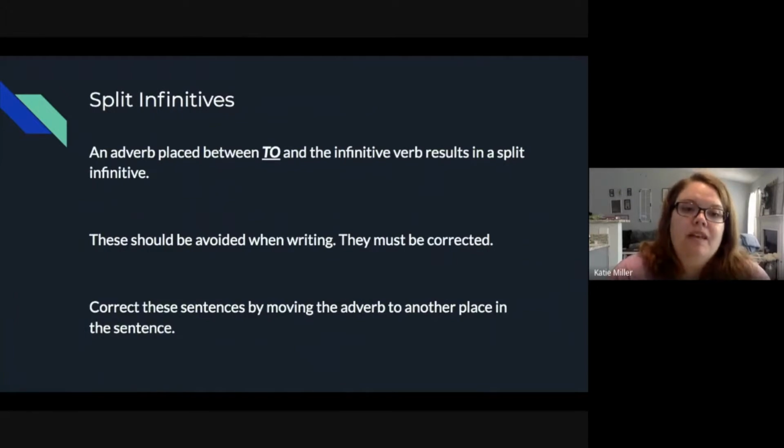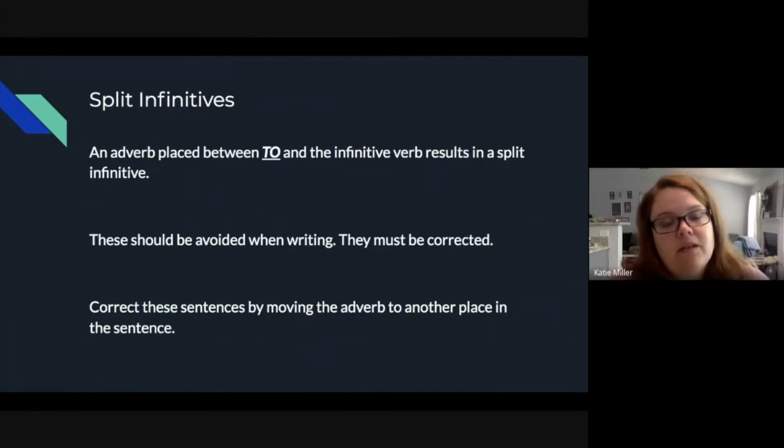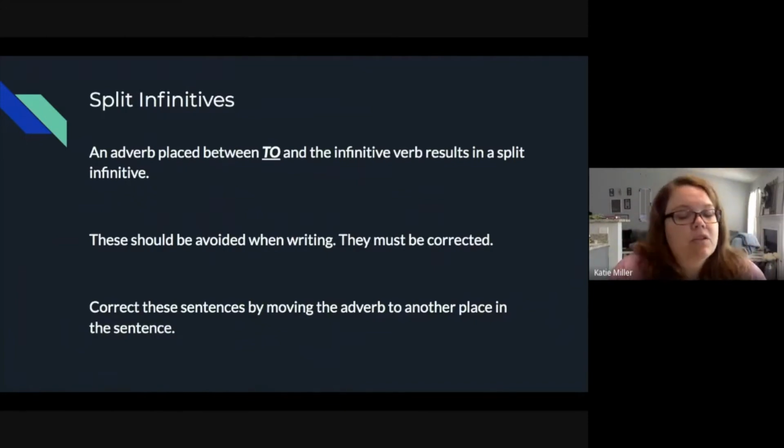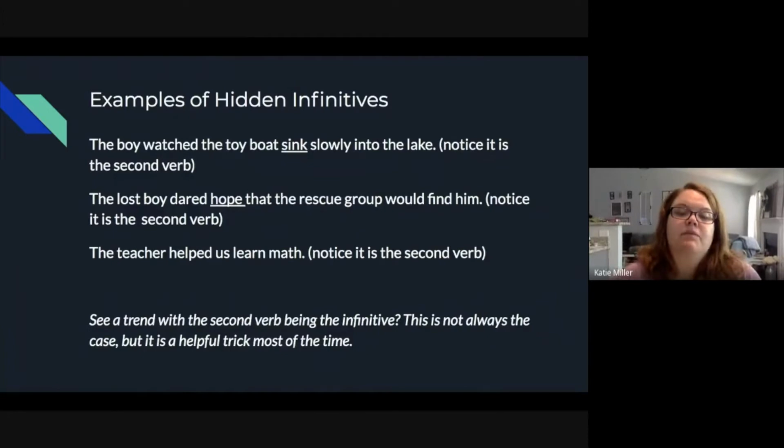So then we have split infinitives. A split infinitive is when the adverb is put between the to and the infinitive verb. And that's why it's called split, because you're splitting the to and the verb. So these should be avoided when writing. They're not grammatically correct. So we're going to show you how to correct them, and you're going to do it on your own during the practice. The way that you correct these is actually really simple. You just move the adverb to another place in the sentence, okay? And we'll walk through a couple of them. They're pretty easy. So let's look at examples of the hidden infinitives.